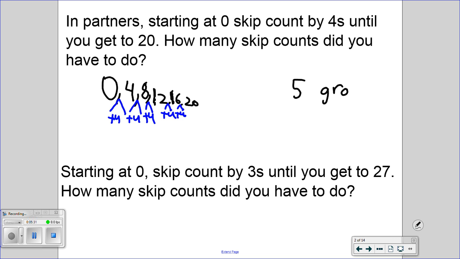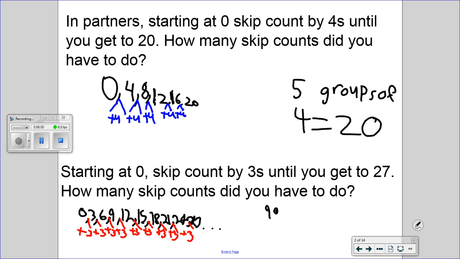Alright, 5 groups of how many? How many was in that group? 5 groups of 4s. And what did 5 groups of 4s give us? What did that equal? Equals 20. Beautiful. Alright, starting on the next one.